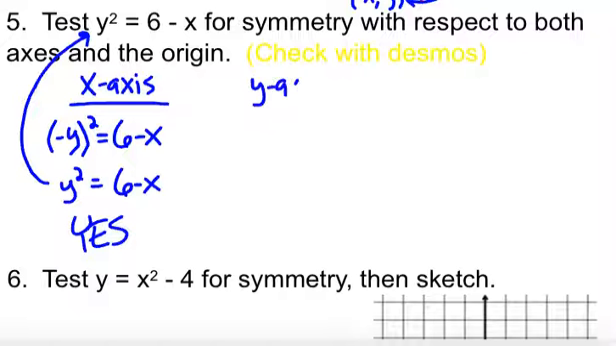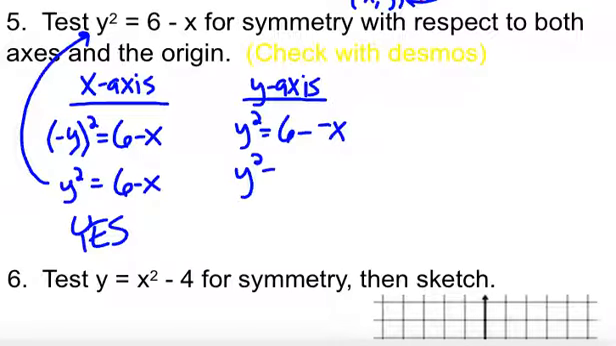Okay, now we want to test for y-axis symmetry. So to test for y-axis symmetry, we take our original function and we plug in negative x. So we have y squared equals 6 minus negative x. And then we're just going to simplify this. y squared equals 6, negative negative is plus 6.